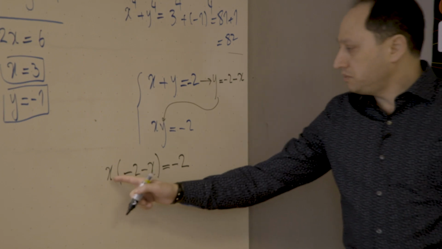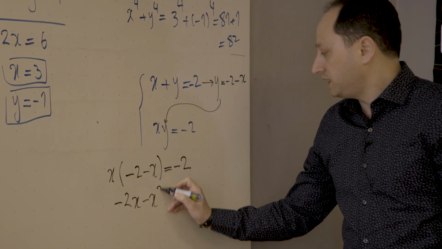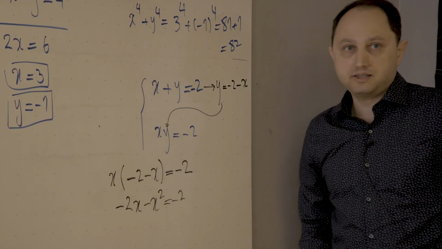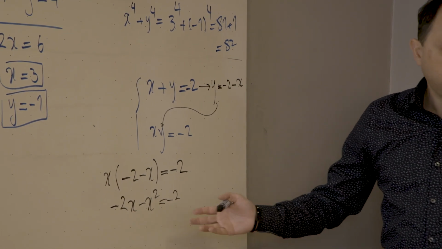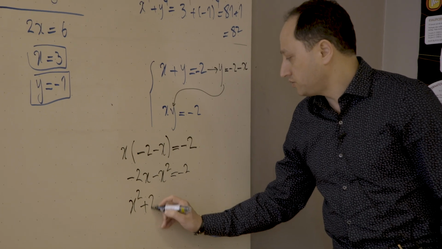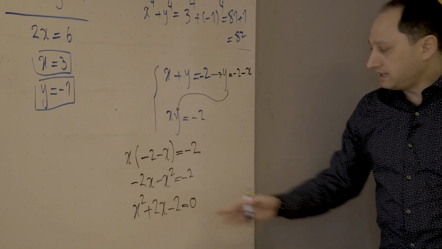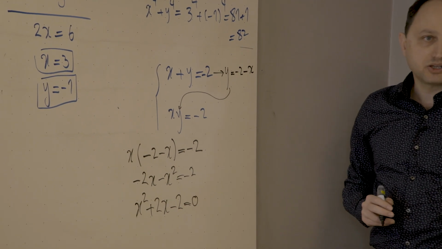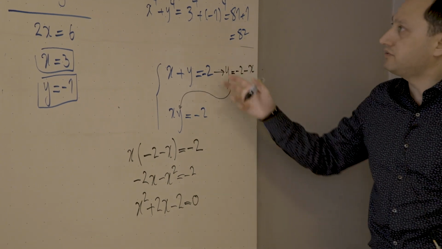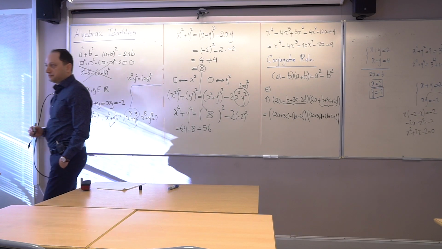Yes? And then let me multiply things inside. So it becomes minus 2x minus x squared is minus 2. What type of equation is this? Quadratic equation. So I move everything to the right, for example. X squared plus 2x minus 2 is equal to 0. Do you agree? And then I solve this and I find x. When I found x, I put it here and I find y, and then I put everything back into these question marks and solve them.